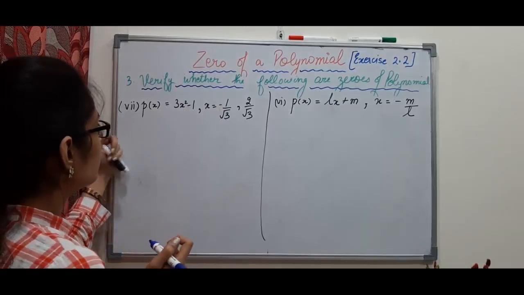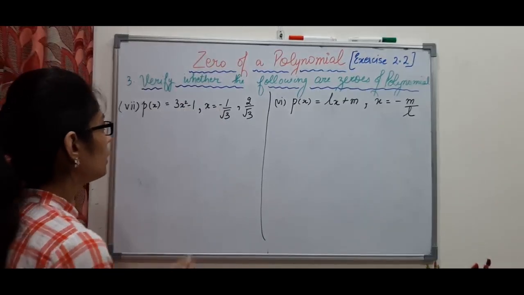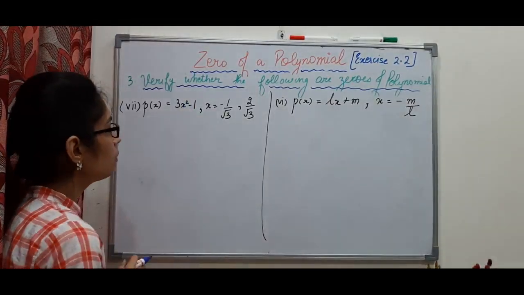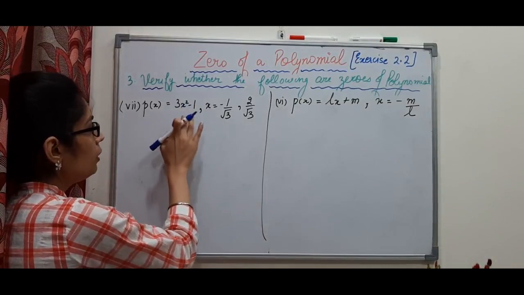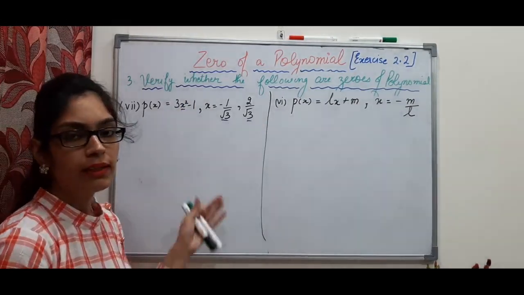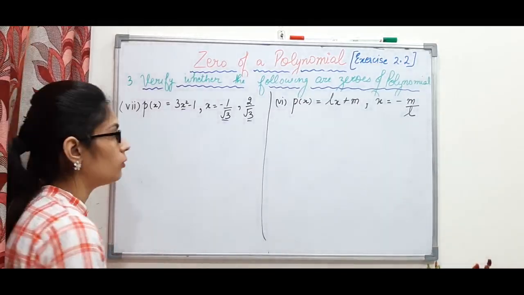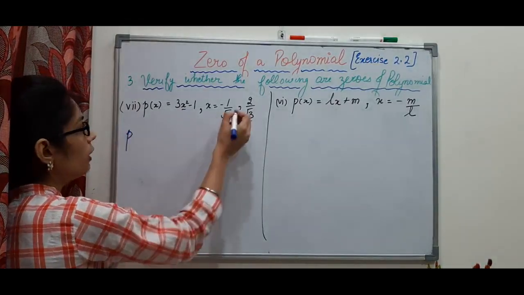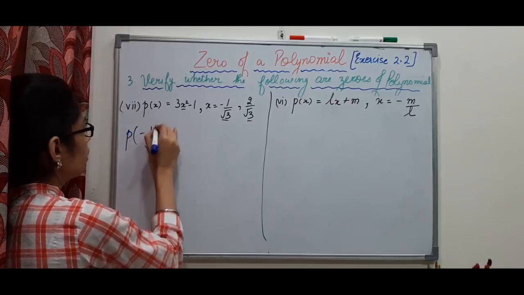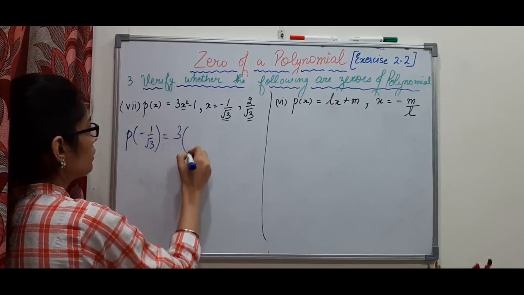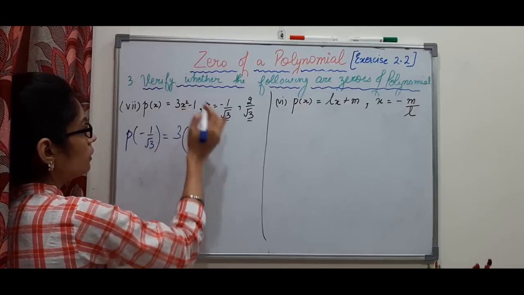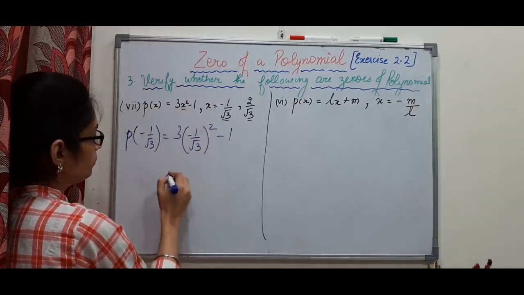For this, p(x) is equal to 3x square minus 1. Again this is a quadratic polynomial because the highest degree of the variable is 2, and its variable is x. So we have to check for these two values of x whether they are zeros of the given polynomial or not. So let's check. First we will do for x equal to minus 1 by root 3. In place of x in the given expression you have to write minus 1 by root 3 whole square, 3x square, so I have written whole square minus 1.